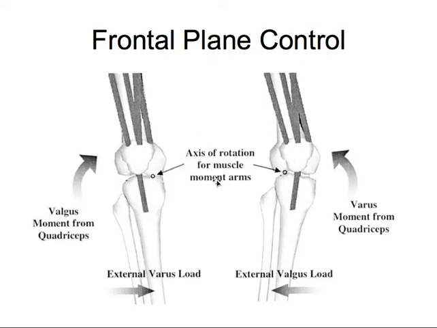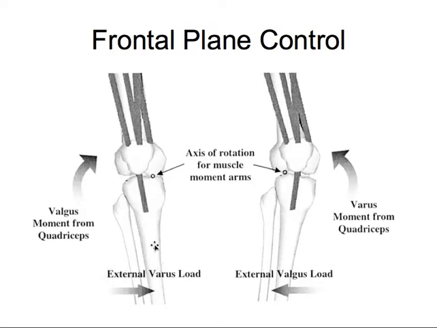So this is an example of the frontal plane control that we discussed. It was discussed during the basic injury mechanisms, but we want to review it here because we're going to talk about it relative to osteoarthritis and joint loading. And so let's focus on the left-hand example first.